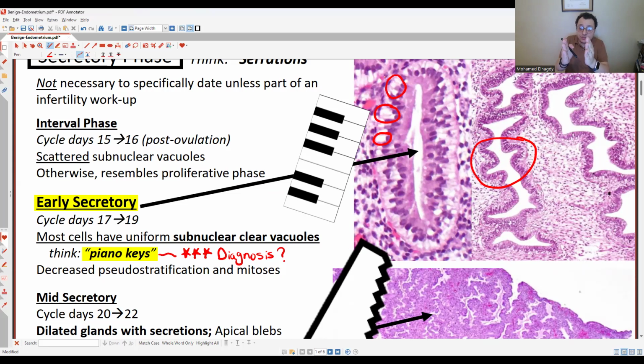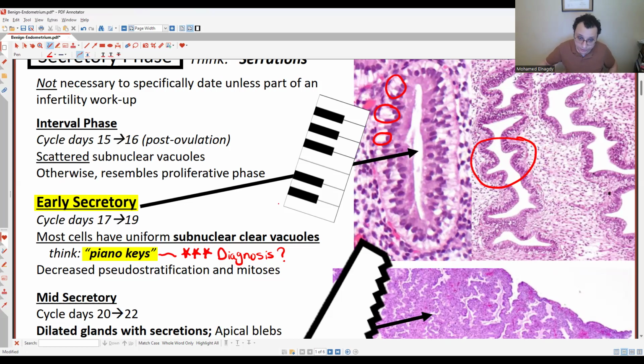However, the secretions are still subnuclear, still at the base of the cell. They didn't reach the apex yet, because the secretions usually start to form in the base of the cells of the glands of the endometrium, and then migrate towards the apex of the cell, and then spill in the lumen of the endometrial glands. So this means that we are in the early phase of the secretion, or early secretory phase.